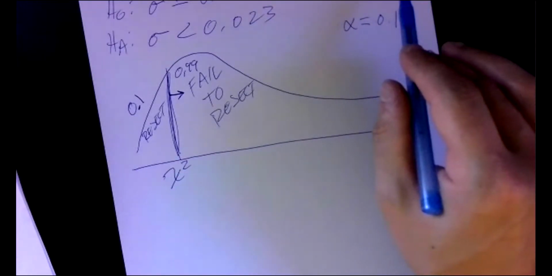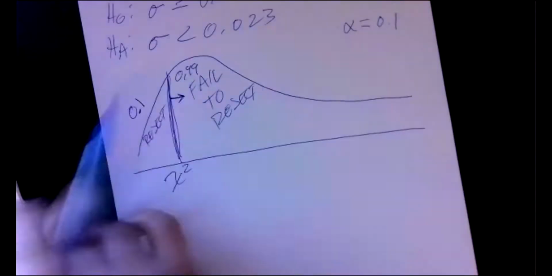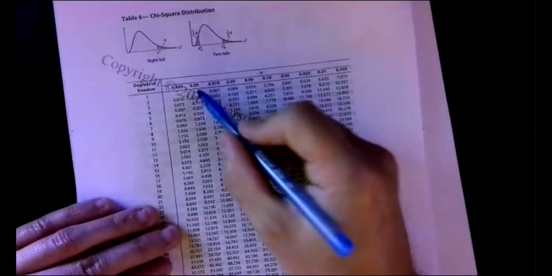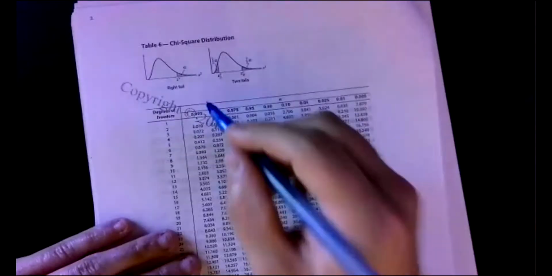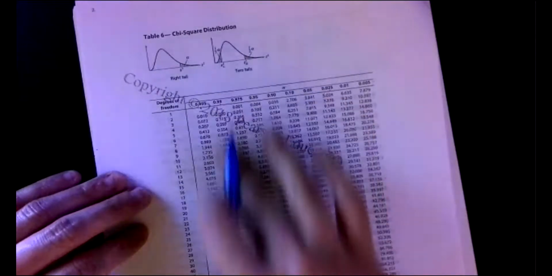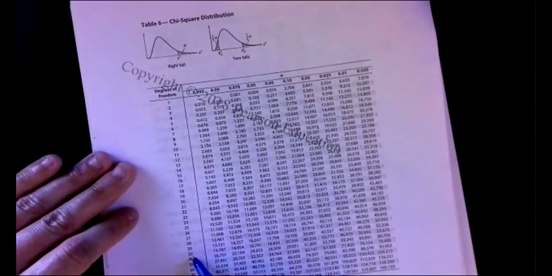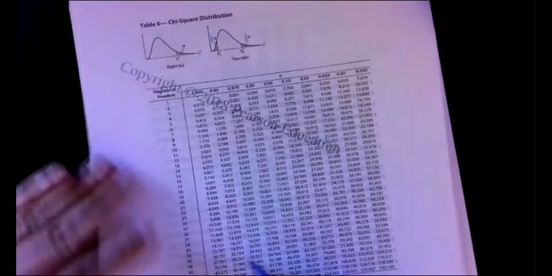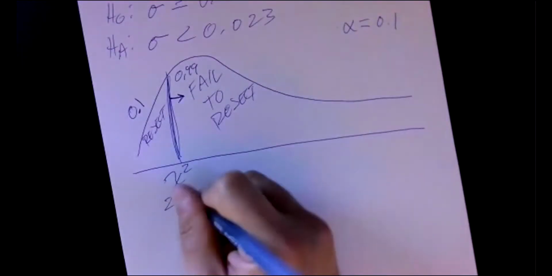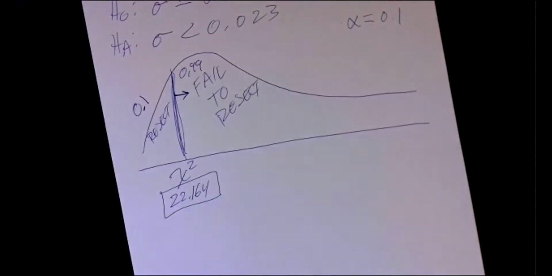Okay, so the area is 0.99. We go to the 0.99 column, go down to degrees of freedom of 36. Now you're not going to see 36 in the table. We're going to go to the closest one, which is 40. 22.164. That will be the cutoff for reject or fail to reject.